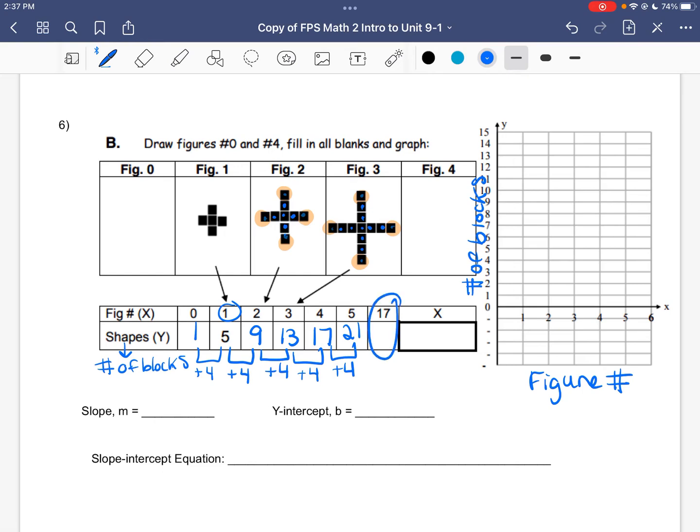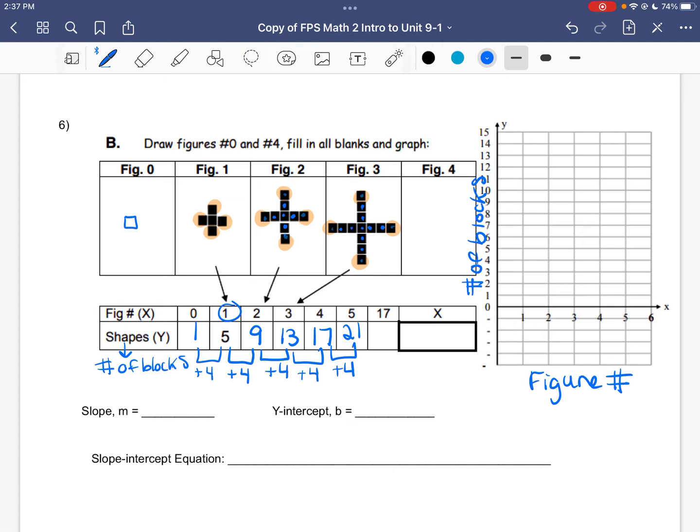Now we're going to talk about this one because the fact that now I have figure 17 in here will make things a little bit more tricky. So we'll have to work on that separately. But figure 1 should have only 1 block, which makes sense because I'm subtracting the original figure before it and adding 4 on the ends.